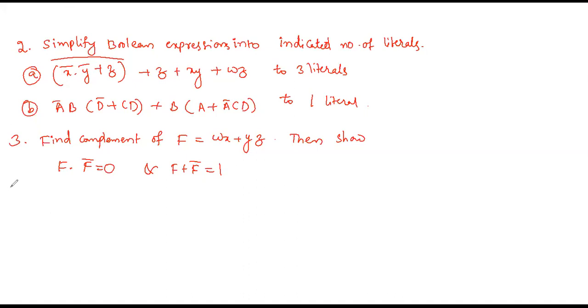Fourth one. Prove F is equal to sigma x, y, z, 0, 1, 2, 3, 4, 5, 6, 7 is equal to 1.